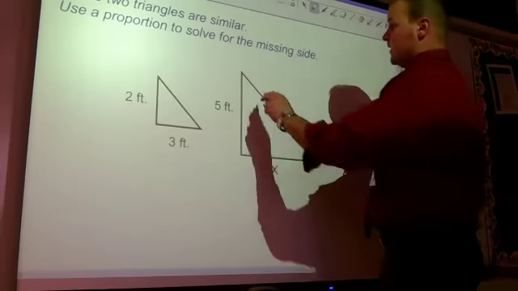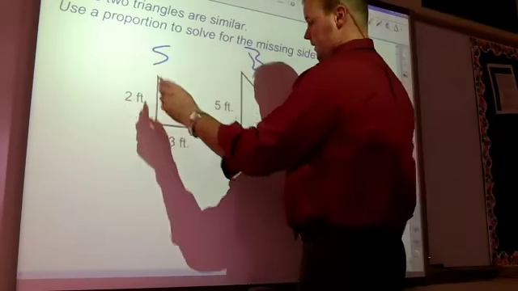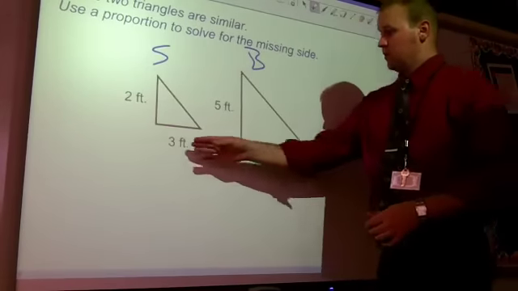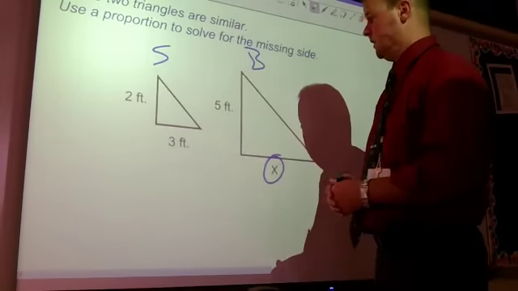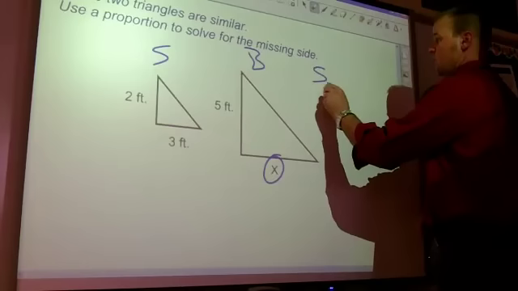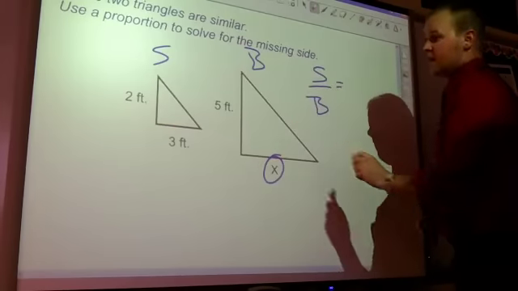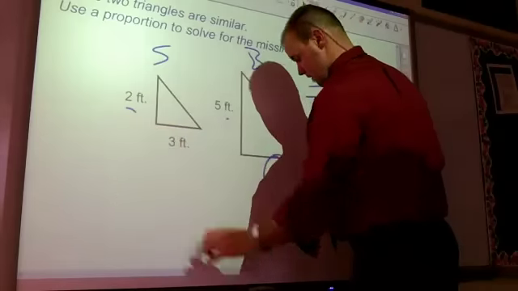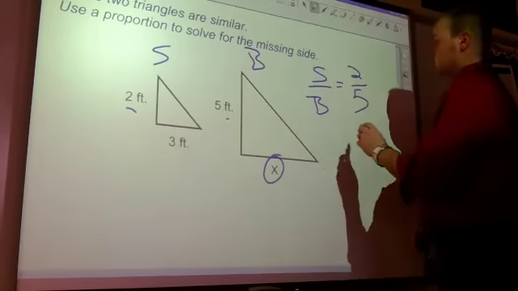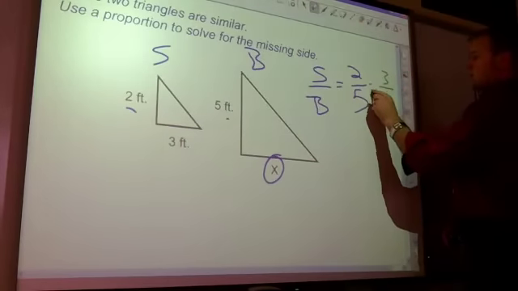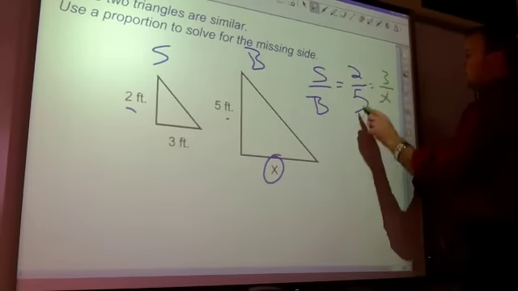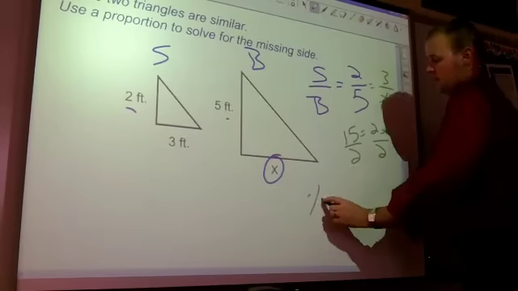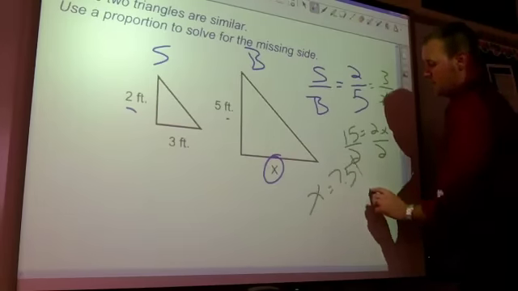Alright, next thing we have, again, we can say this is the big and the small. They've already identified that this is the side that we want to find. So it does correspond with 3. So if we use small over big, now I can use 2 over 5, because these two go together. And we're using small over big, so I know this is 3 over x. So I have 15 equals 2x, and divided by 2, x equals 7.5.